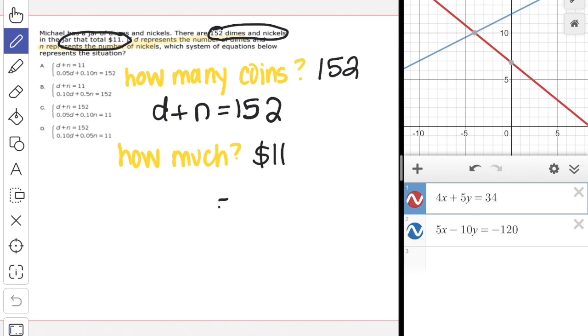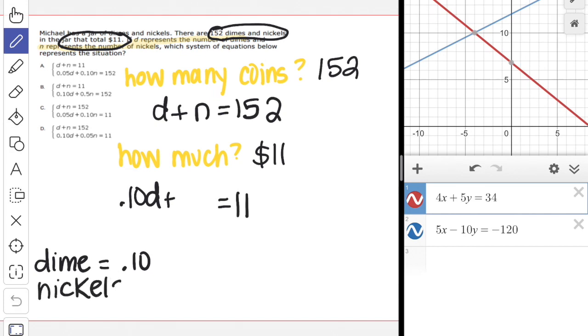Now, this is where you've got to think and use your knowledge of money. A dime is worth 10 cents, so a dime is represented by 0.10. So I have 0.10 D for dimes. And then my nickels are worth 5 cents, so nickels are going to be 0.05, so it's going to be 0.05 N. So there are my two equations that I would represent.